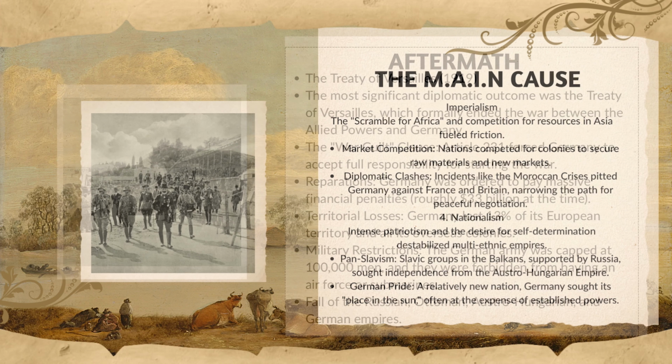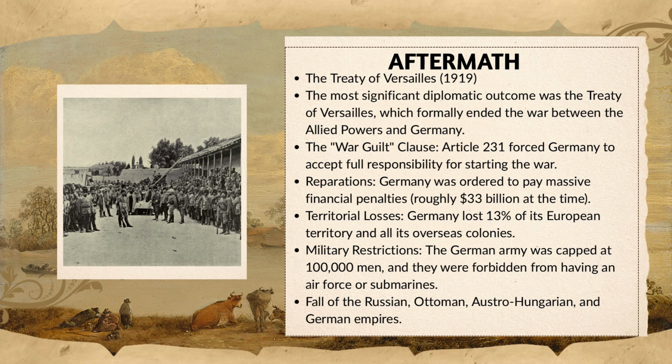And now we have the aftermath of World War I. So the most important event that you need to know for the aftermath of World War I is the Treaty of Versailles. It was the most significant diplomatic outcome, which formally ended the war between the Allied powers and Germany. The War Guilt Clause: Article 231 forced Germany to accept full responsibility for starting the war. You don't have to know the exact article, but just know that Germany was punished for the war, and that this will cause resentment, which will lead to World War II.